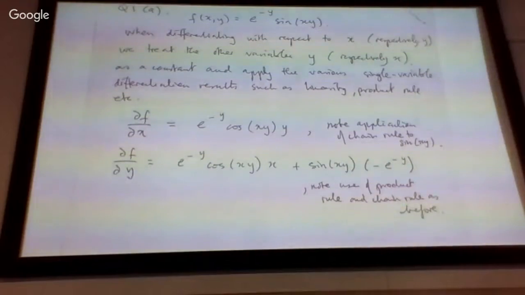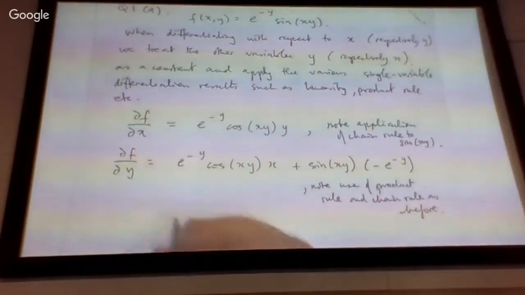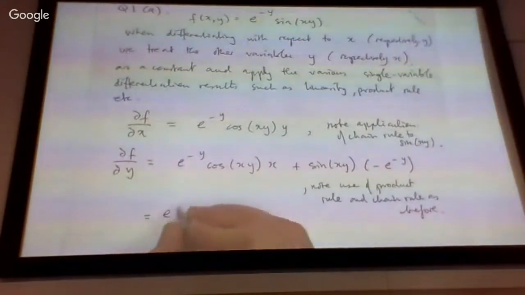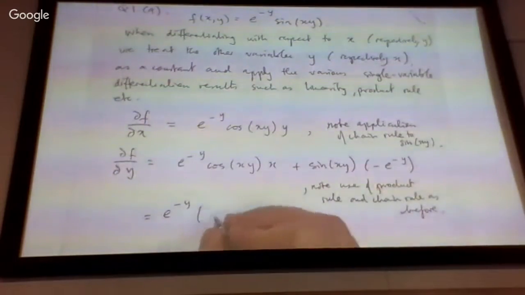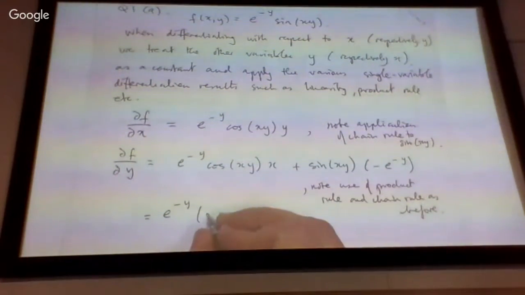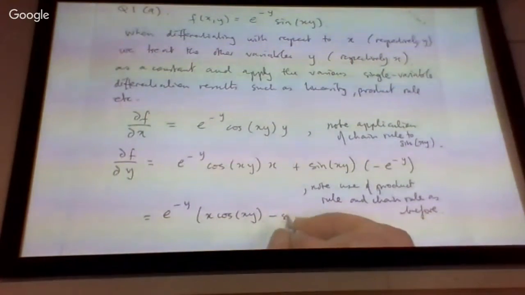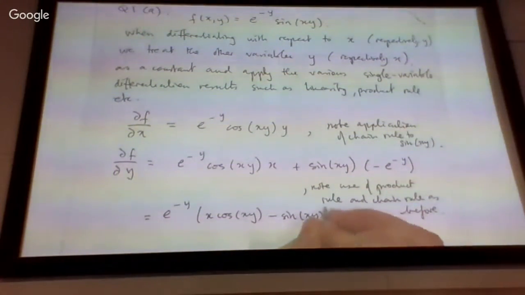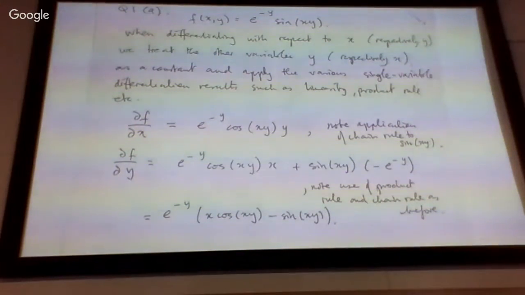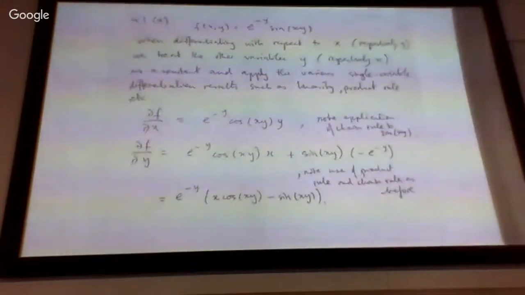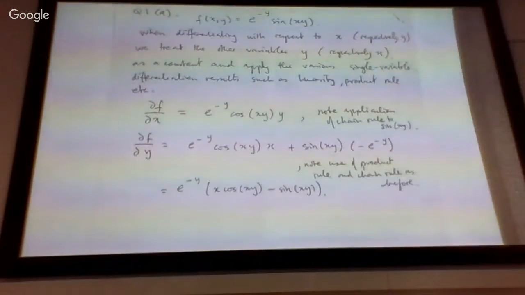I mean, you might want to tidy that up. Maybe we could tidy that up, take out the exponential, e to the minus y, to get x times cosine xy minus sine of xy. Maybe just factorizing it, cleaning it up a little bit. So how are we doing? Right, it's still two more to do.